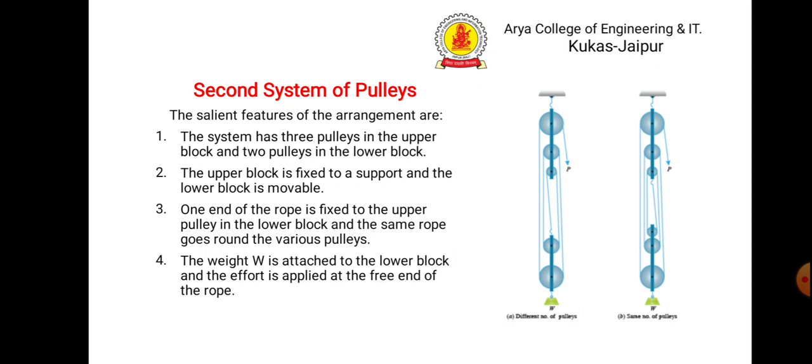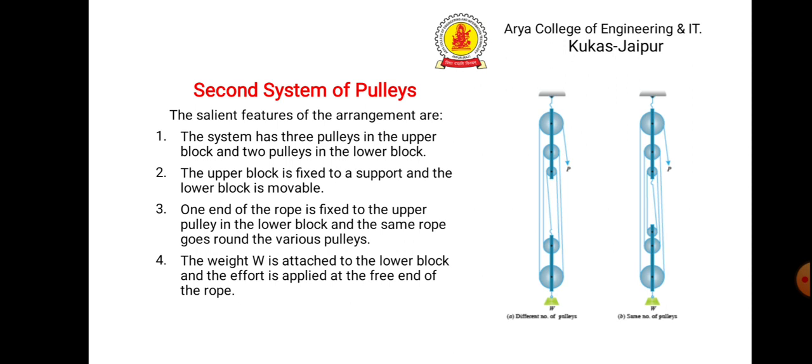Then the second system of pulleys. Whatever the salient features, again it has 3 pulleys in the upper block and 2 pulleys in the lower block. It may be 2 pulleys, it may be 3 pulleys, that depends. The upper block is fixed to a support and the lower block is movable.